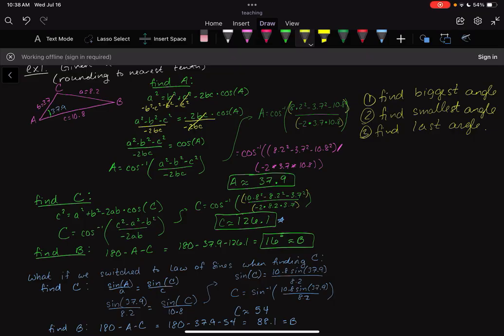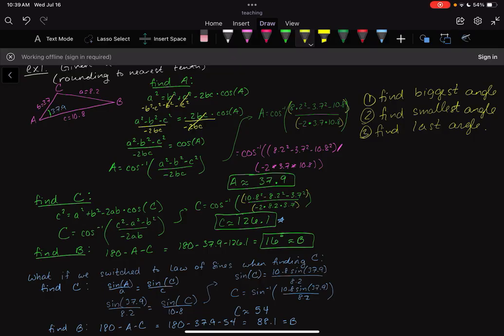So, got to be careful. You just got to be careful. I really hope this made sense. In general, don't switch to law of sines. That's really just my advice. I know that a lot of textbooks and stuff say to do it, but you have to be careful. And if you do switch to law of sines, at least check your answer.